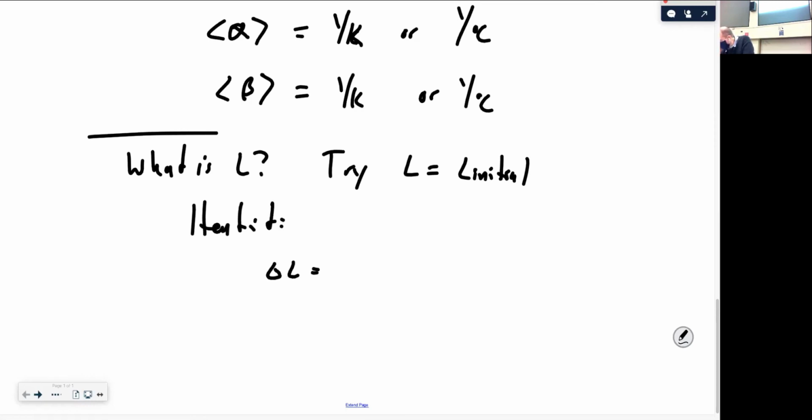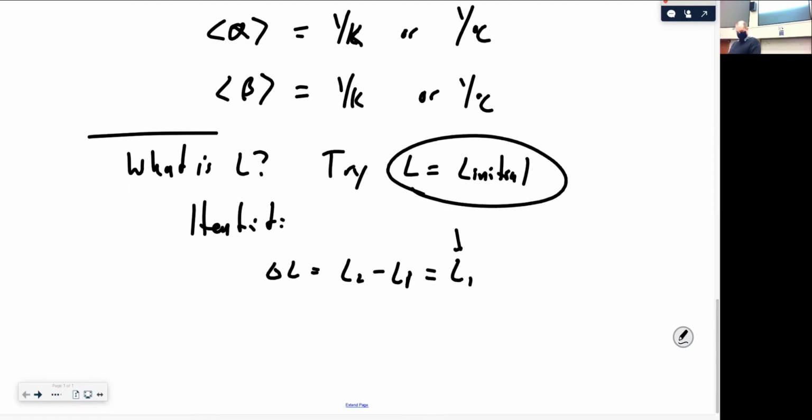Delta L, we know, equals L2 minus L1. This is the length of the rod at its end point minus the length of the rod at the beginning point. Again, if delta T is positive, L2 minus L1 will be positive, because L1 is where we started from, and L2 is where we are going to. So that's L2 minus L1 is equal to, again, we're going to choose L to be L1. That's this assumption, times alpha times delta T.